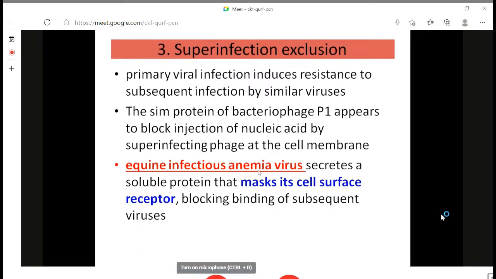We'll be discussing it subsequently. So this virus, when it grows and multiplies inside a host cell, secretes a soluble protein that will block its receptors so that the second virus infection doesn't occur. So this is a mechanism for survival inside the host and to become a privileged area inside. Now coming to this topic, this is important.